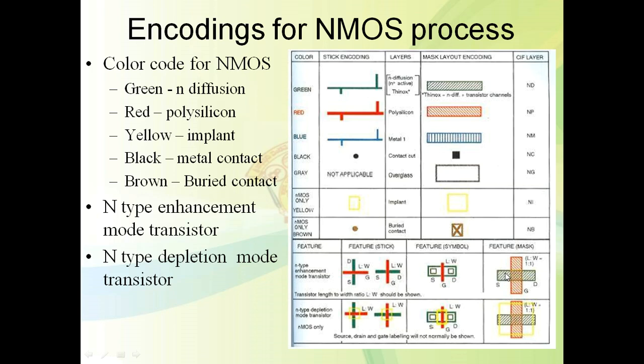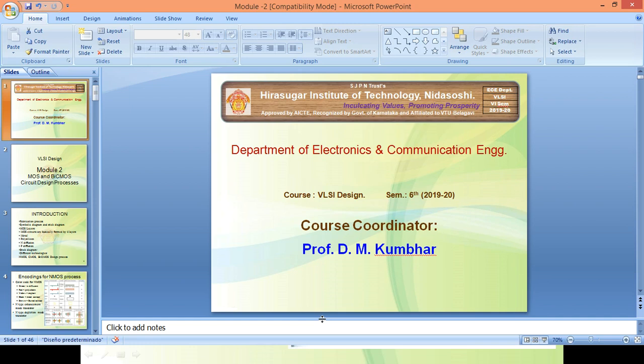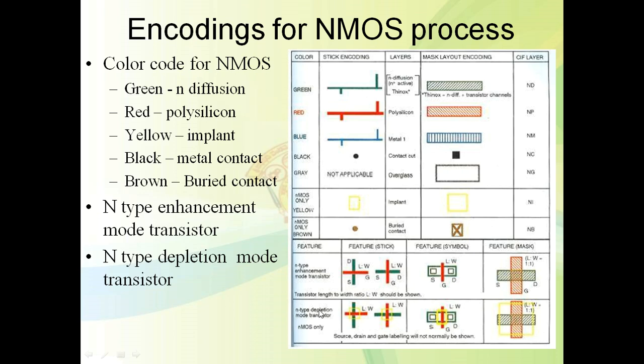That nanometer technology we have will be the length and width of the feature size. Likewise here, the n type depletion mode transistor. In the n type depletion mode transistor you can see horizontally a polysilicon layer and vertically a diffusion layer.